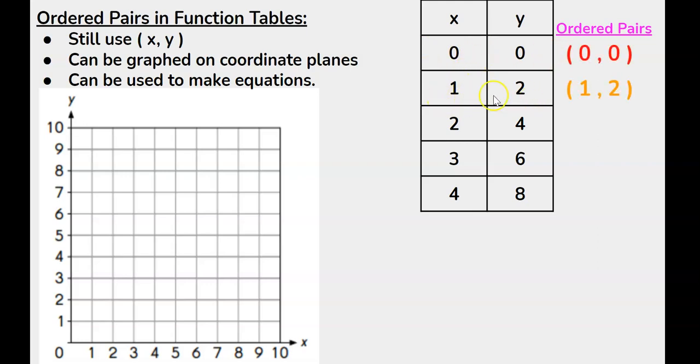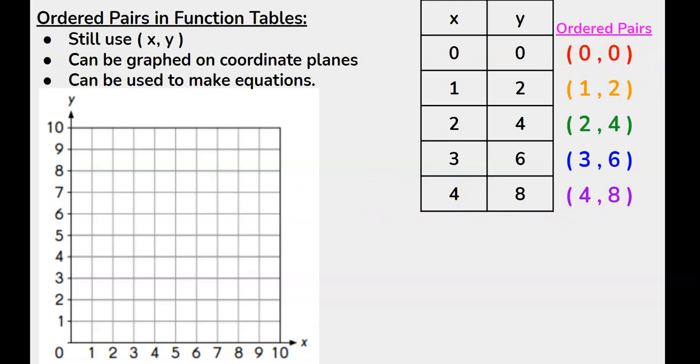The ordered pair right here is going to be 1, 2, because the x is a 1 and the y is a 2. Right here, 2, 4, 3, 6, and 4, 8. Notice how my x's match up with the first number and the y's match up with the second number. Now I can graph these on our coordinate plane.